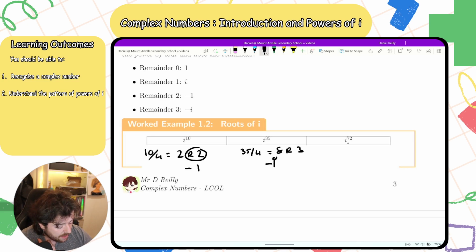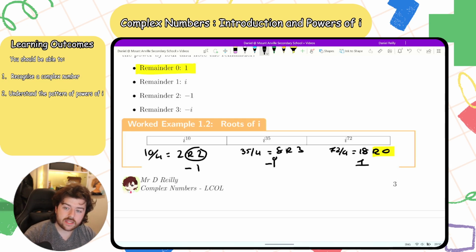Then i to the power of 72. That's going to be 72 divided by 4, I'm pretty sure that divides evenly. Let me just double check. I think it goes 18 times. 72 divided by 4 is 18, remainder 0. So since I have a remainder 0, my answer is 1.